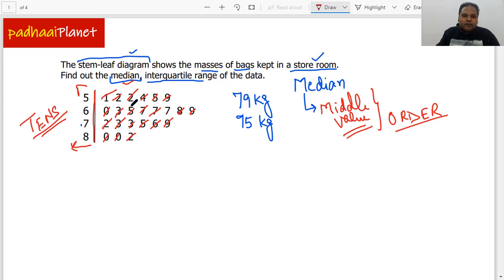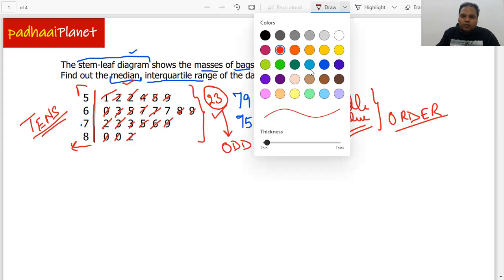And that's because the total number of this data set is 23. If I count down 1, 2, 3, 4, 5, 6, 7, 8, 9, 10, 11, 12, 13, 14, 15, 16, 17, 18, 19, 20, 21, 22, 23, we will see that 23 is the total number of the data values. So that's an odd numbered figure. And in between, we will always be left with only one figure, right?